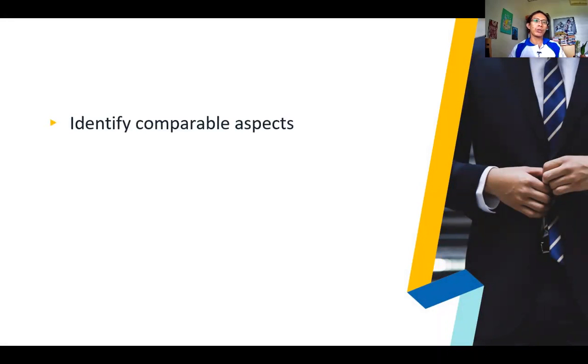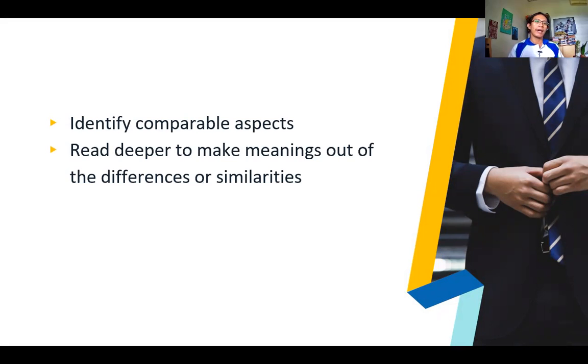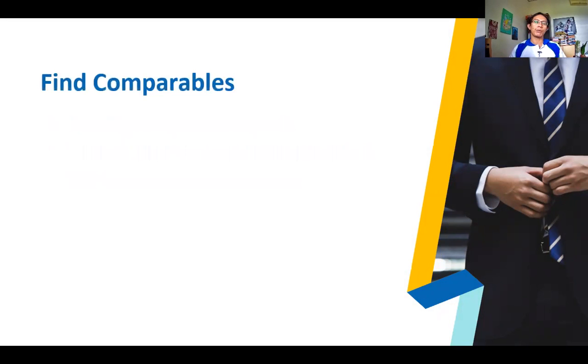The first thing that you will need to do in descriptive comparative is identify the comparable aspects of two stories at least. You cannot just compare one story, of course. And then after you do that, you dig deeper into the story to find out what meanings you can make out of the differences or the similarities for that matter, because sometimes you will find similarities between works.